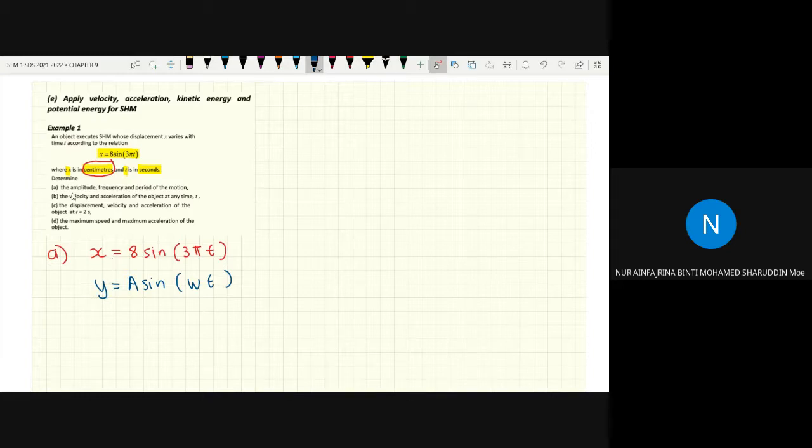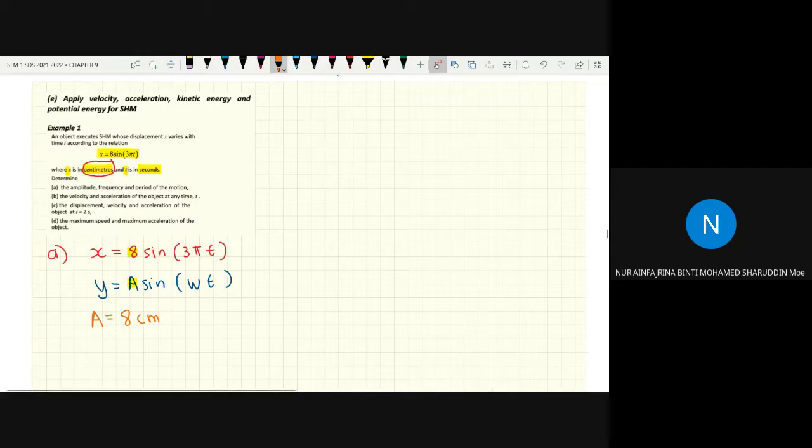So kalau dia minta amplitude, macam mana korang nak buat? Nak compare macam mana? Amplitude dia berapa? 8. Very good. Amplitude dia adalah 8. 8 apa? Meter or centimeter? cm. That's why very important to determine whether dia adalah centimeter or meter. Okay, very good.